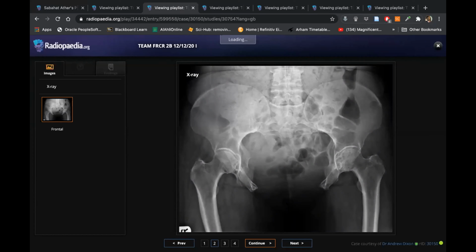Do you know of any association of bladder exstrophy with any syndrome or any complex? Beckwith-Wiedemann. Okay, no issues. Next case.